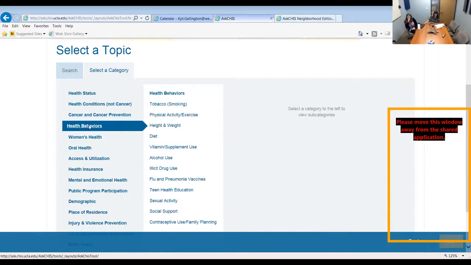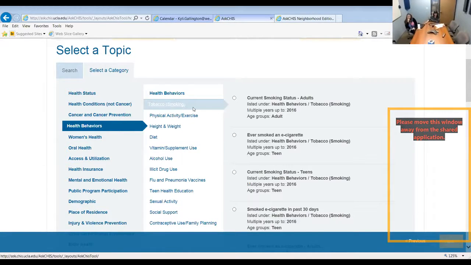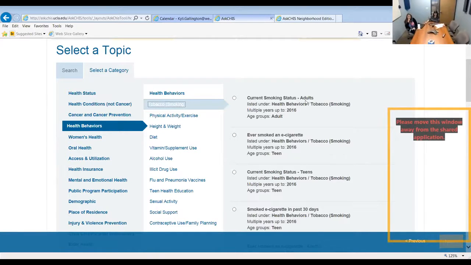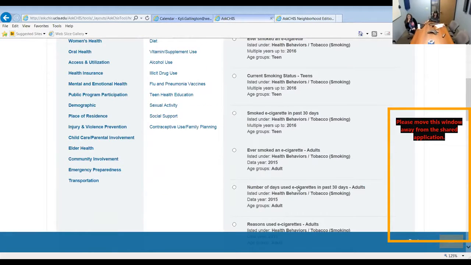So if I go here to health behaviors, I have tobacco smoking. And then here on the right is going to show me all of the variables that CHIS has collected for smoking for all of their surveys. So actually we'll maybe scroll through two of these examples, but we have current smoking status for adults. We identify if anyone's ever smoked an e-cigarette for teens, current smoking status for teens. And we can see that all these data are collected multiple years up to 2016.